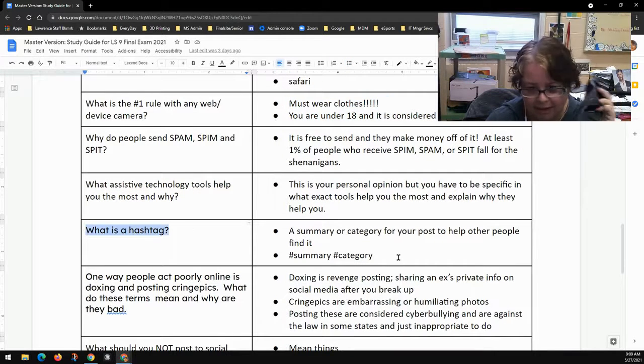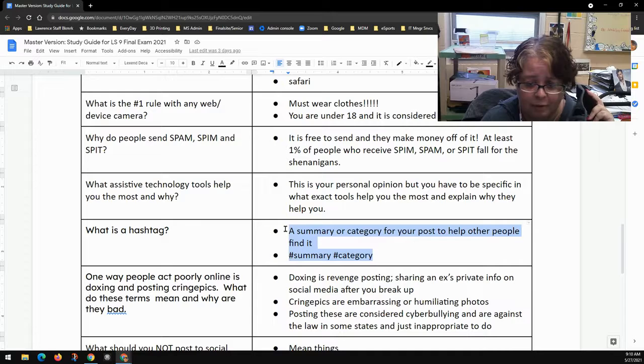What is a hashtag? A hashtag is a summary or a category for your post to help other people find it. So for instance, here are 2 examples of the hashtag for that item: hashtag summary or category.